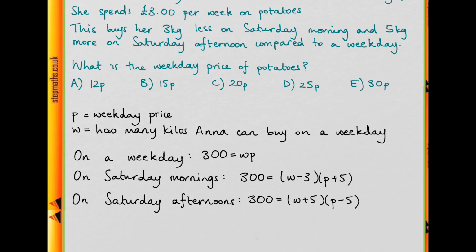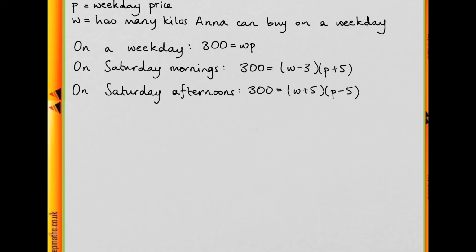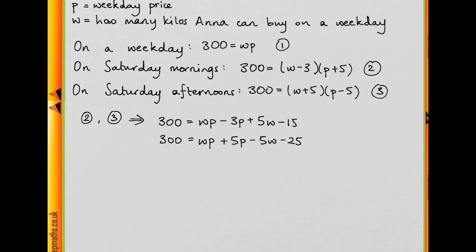Okay, so at this point you can either substitute these answers in and see what works, or you can expand these out for some simultaneous equations. So if we go down the simultaneous equations route, let me call this equation 1, this one 2, and this one 3. Then expanding out 2 and 3 is going to give us these two equations here.